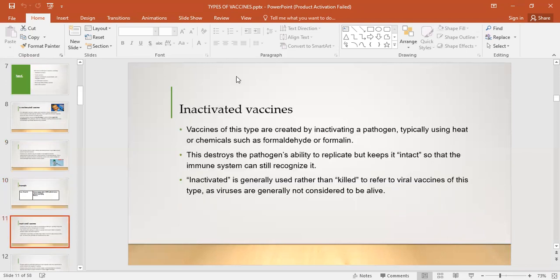Now comes the inactivated type of vaccine. Vaccines of this type are created by inactivating a pathogen, typically using heat or chemicals such as formaldehyde or formalin. This destroys the pathogen's ability to replicate but keeps it intact so that the immune system can still recognize it. Inactivated is generally used rather than killed to refer to viral vaccines of this type, as viruses are generally not considered to be alive.